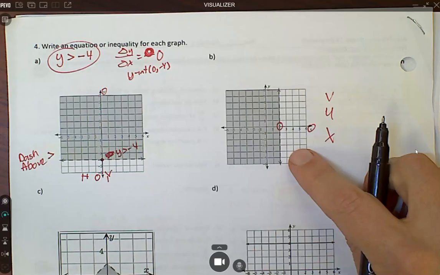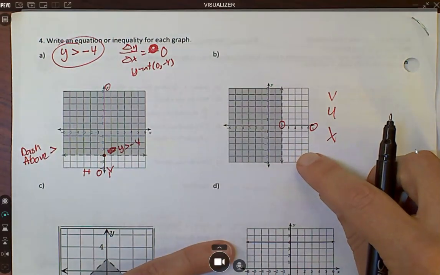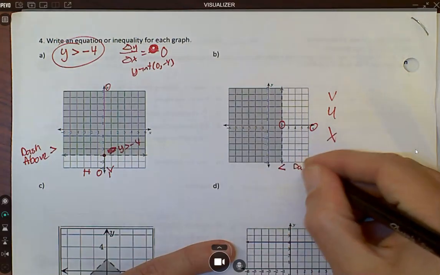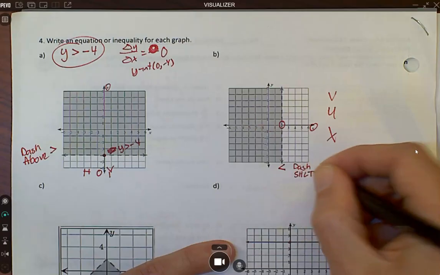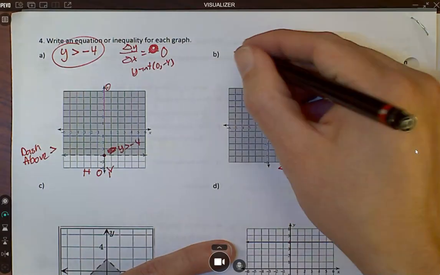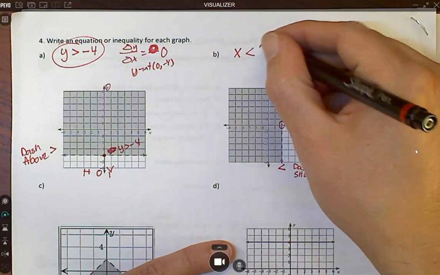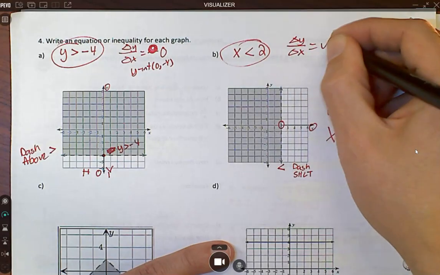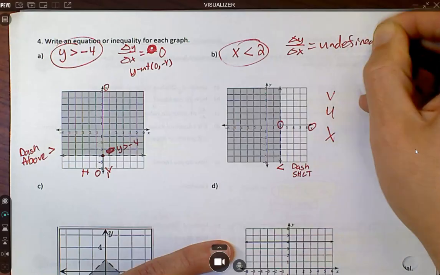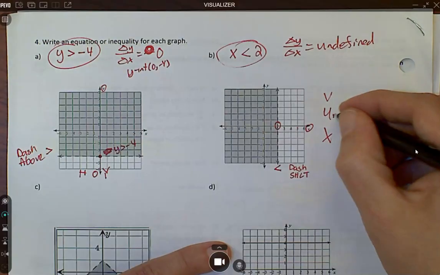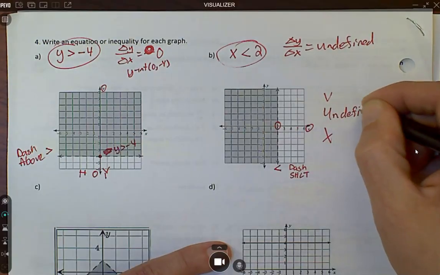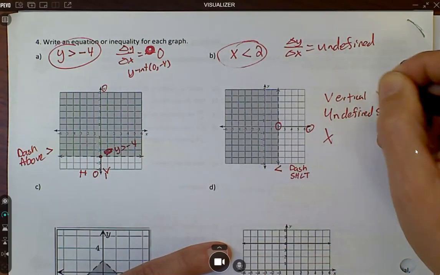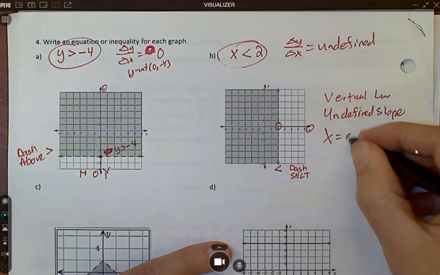Okay, so this is an x equal equation. And less than is dash, shade left. So it's less than. So x is less than 2. Okay, people miss this on a quiz all the time. The change in y over change in x is undefined. See, undefined slope. Vertical line. x equal equation.